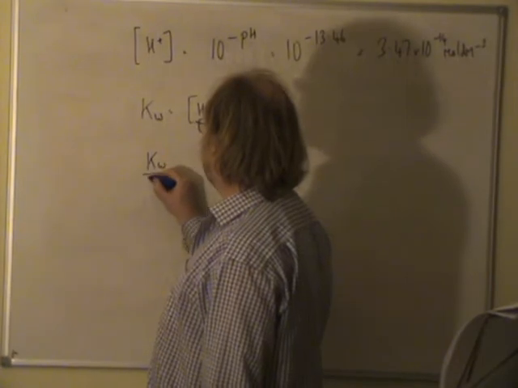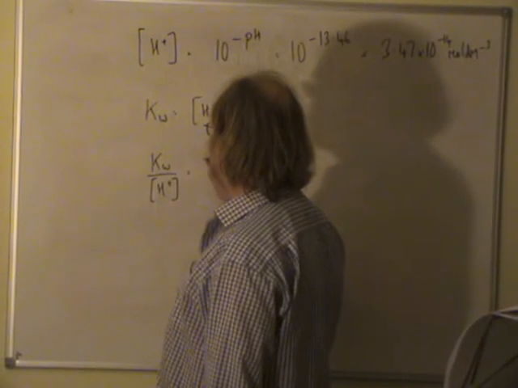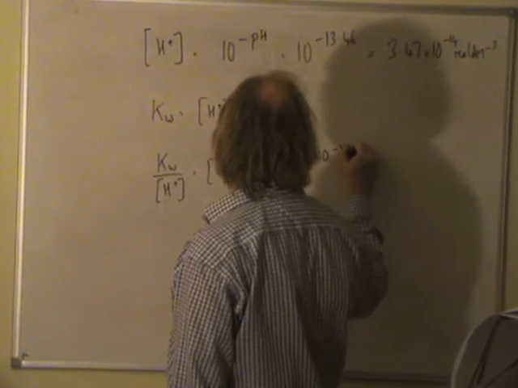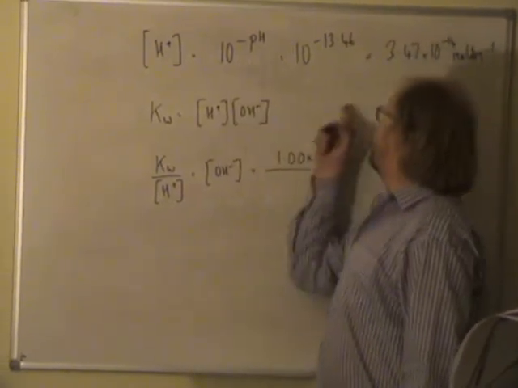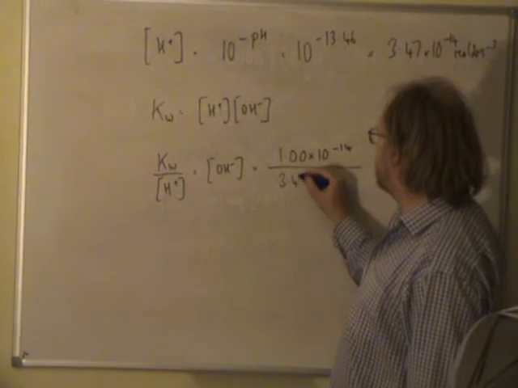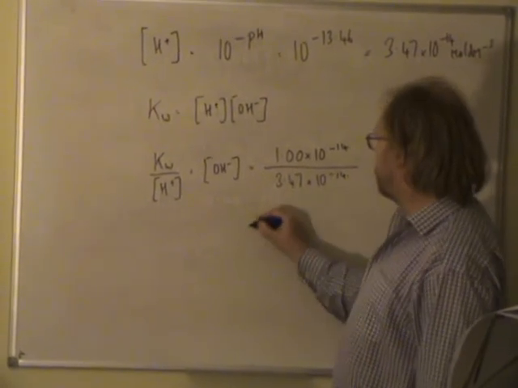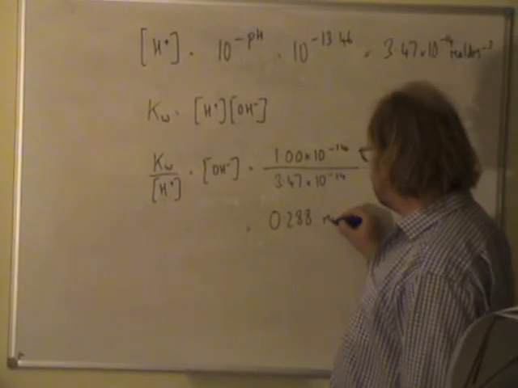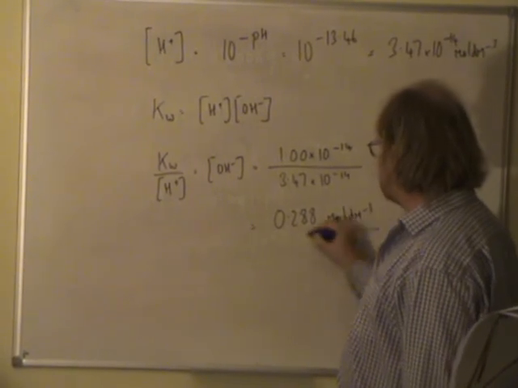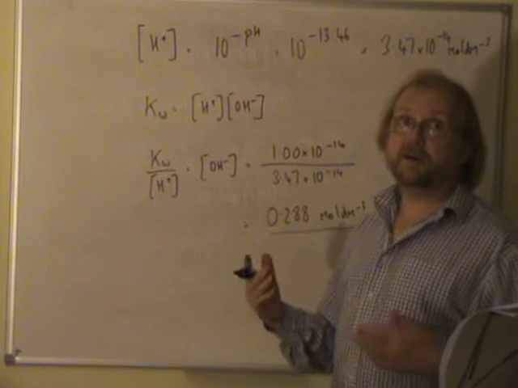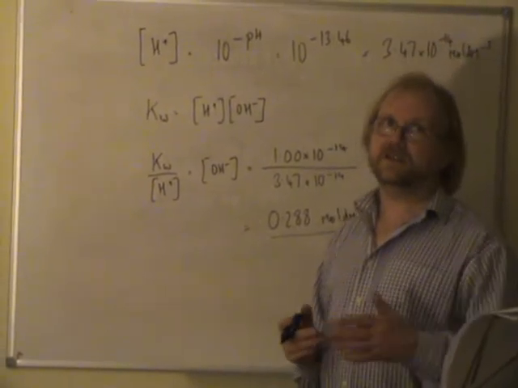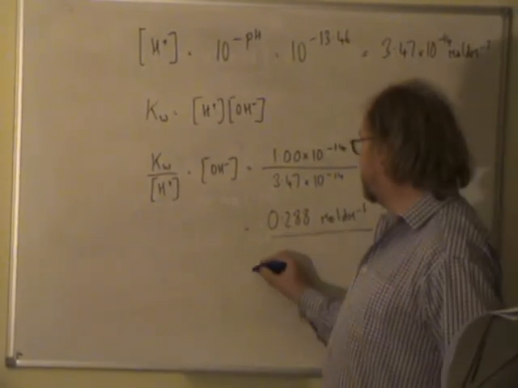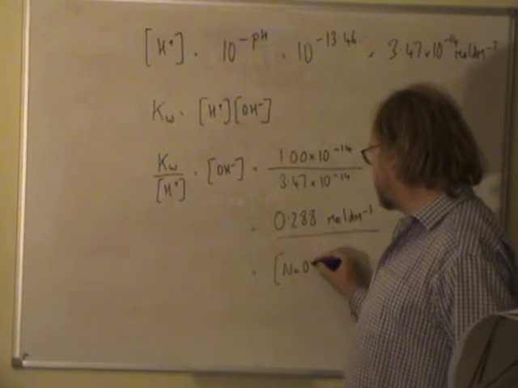Okay, so we get Kw divided by H plus is equal to OH minus, which is 1.00 times 10 to the minus 14, it's off your data sheet, divided by 3.47 times 10 to the minus 14. And if you work that out, that comes to 0.288 moles per dm cubed. And that's actually the answer, because that's the concentration of OH minus, but that's the same as the concentration of NaOH, because each mole of NaOH is made up of a mole of Na plus and a mole of OH minus. So that's your answer, because that's the NaOH concentration.